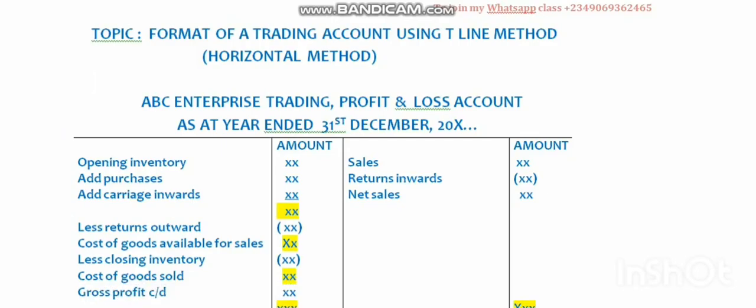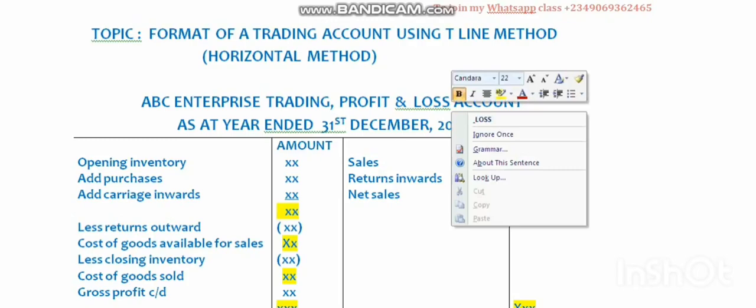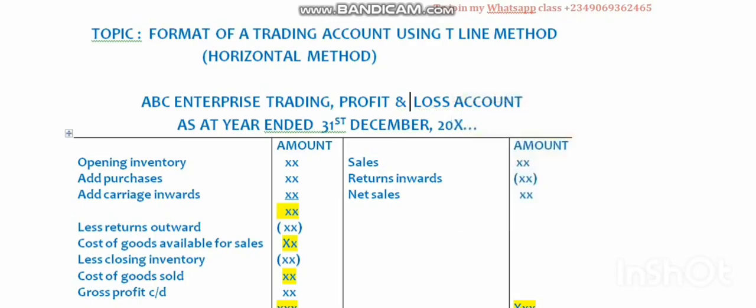ABC Enterprise Trading Profit and Loss Account for the year ended 31st December 2000, and you put your date. Now let's look at it. The first one is opening inventory, which is called opening stock. So inventory is stock. For opening stock, you put the amount. This X means the amount, the figure.